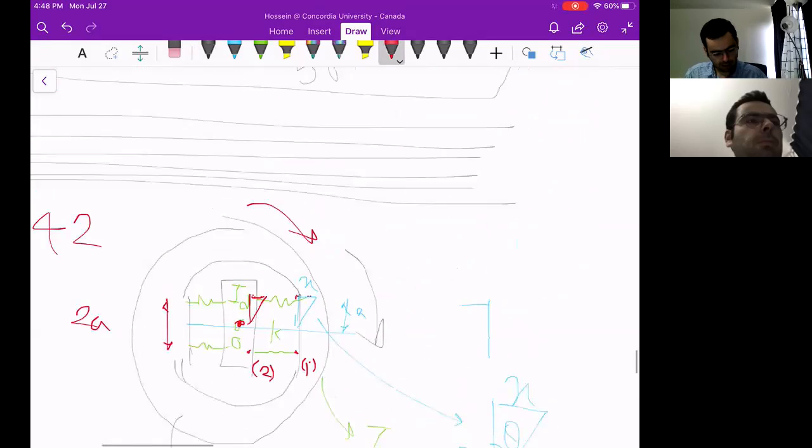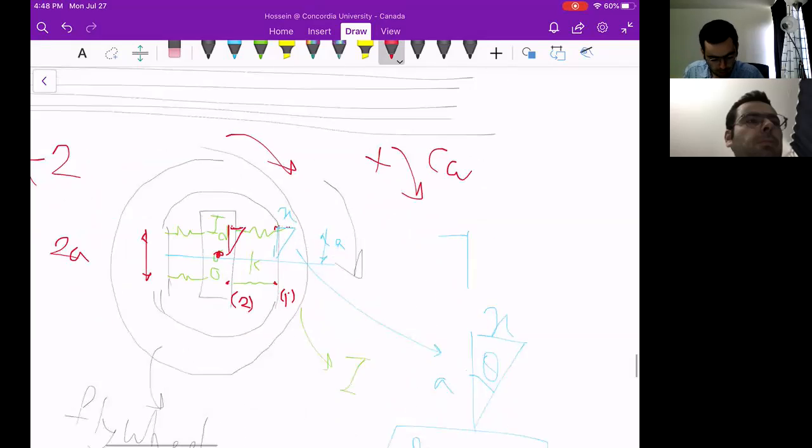So you could consider clockwise as the positive direction for the momentum. This force, these 4 springs, will oppose the motion. If I rotate the flywheel clockwise, the upper 2 springs will oppose the motion, and also the lower 2 springs will also oppose the motion like this.